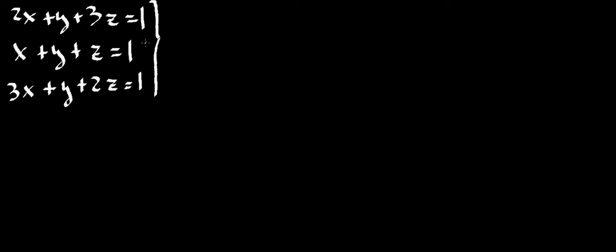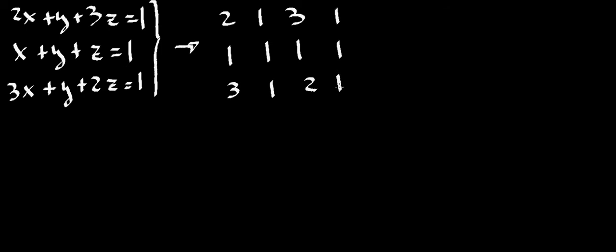Hello, in this video I'm going to be solving this system of simultaneous equations using Gaussian elimination. The first thing I'm going to do is rewrite the system as its augmented matrix. So first row, second row, and third row. 2, 1. I'm going to put a line here just to represent that's where the equal sign is, and this is my augmented matrix.